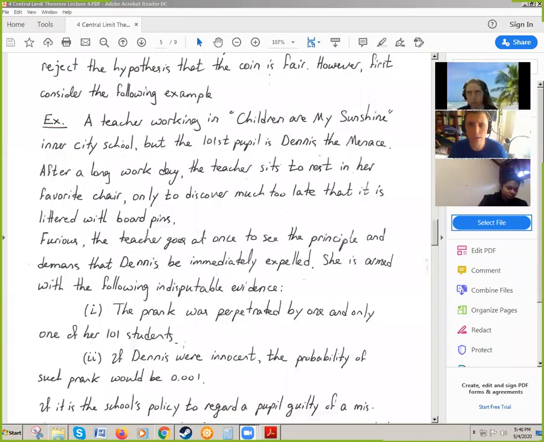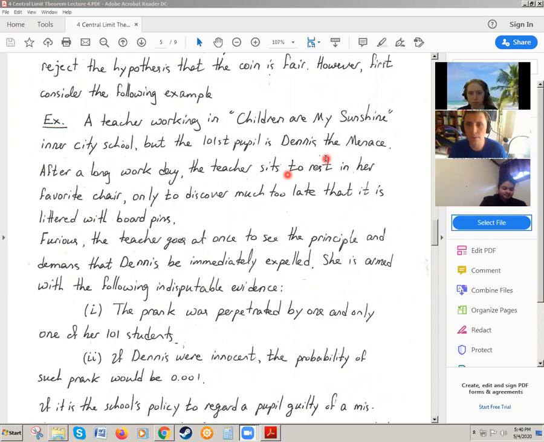Right. So have you had a chance to think about the problem that I mentioned? It's a little silly the way I worded it, but a teacher is working at some school.